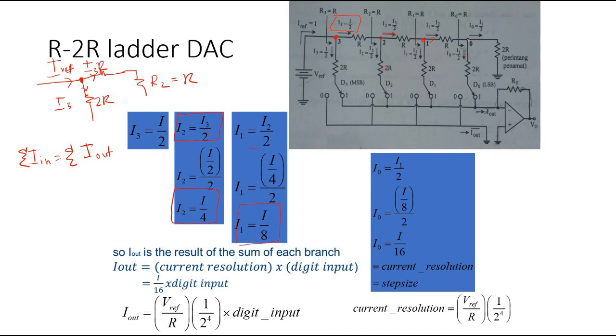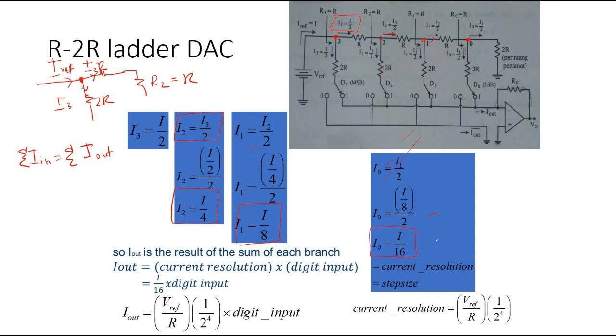Okay. And then we go to the last point here. Last node, so I0. So we calculate the I0 here. I1 divide by 2 because of the same resistor, 2R and 2R. So kita akan dapat I1 divide by 2. So kita gantikan I1 I divide by 8, so kita ganti, kita akan dapat I0 equal to I divide by 16.